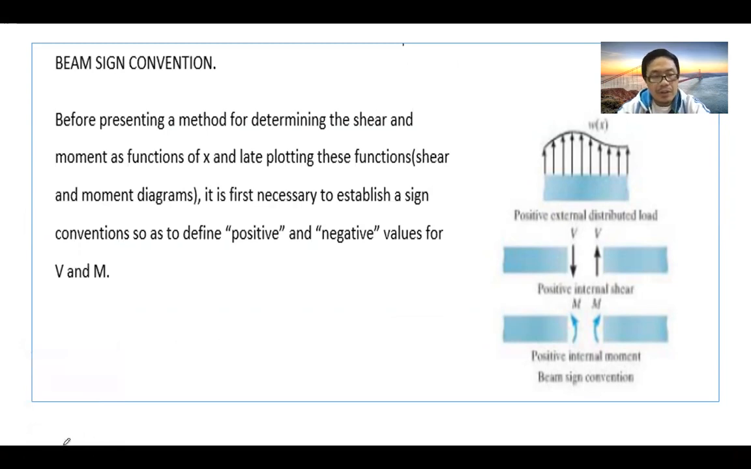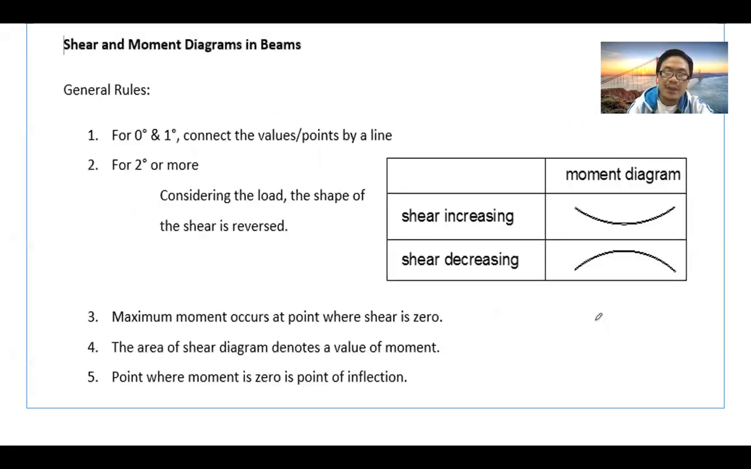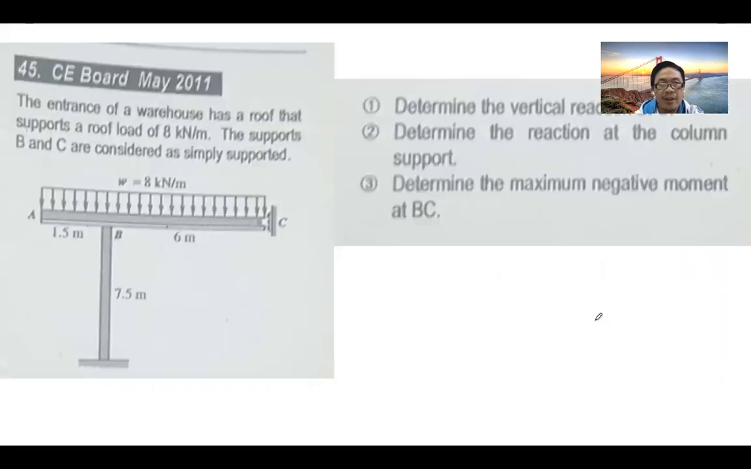So you have here the orientation of the beam when you are going to cut the section. Going here, these are the positive direction. Going here as positive, here also as positive, also for the positive moment. And then the plotting of the shear moment diagram. Okay, so this is your assignment.